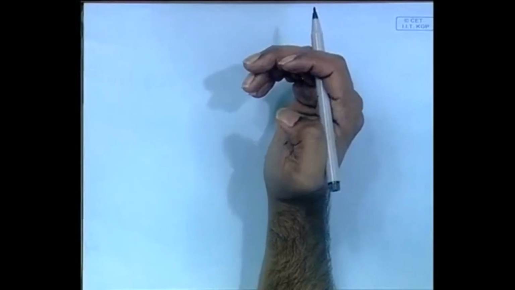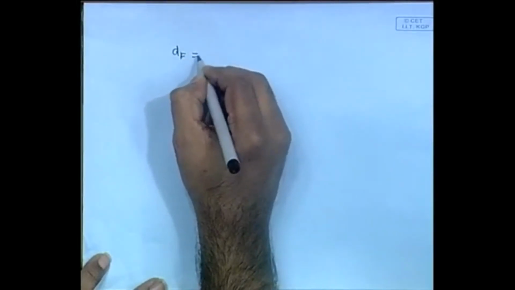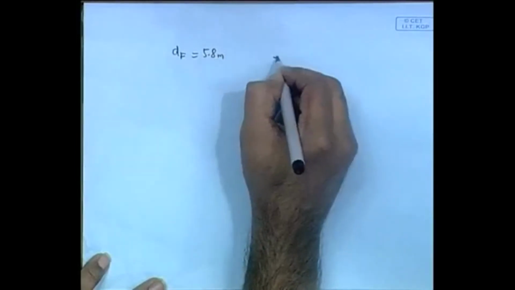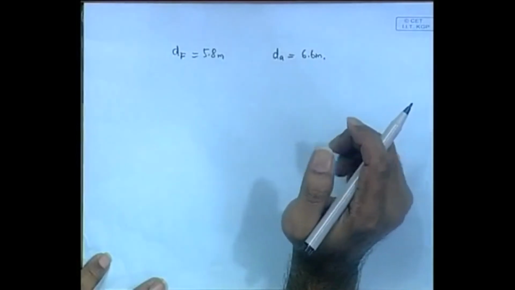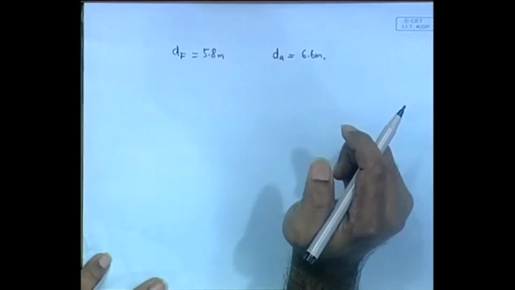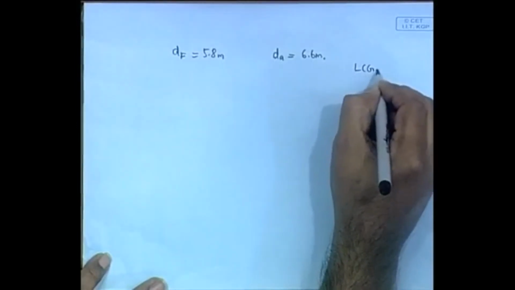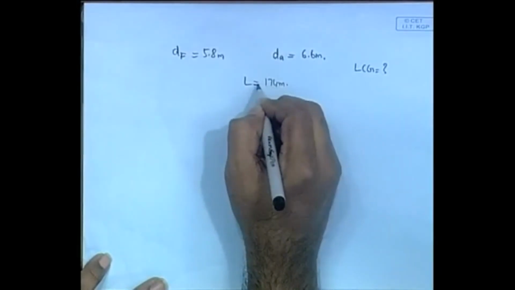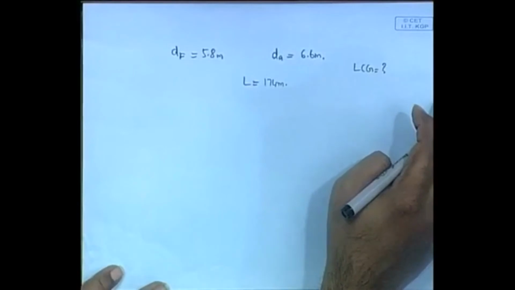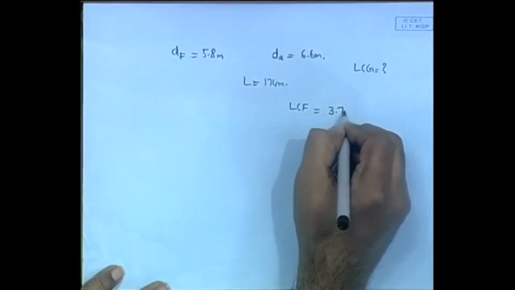Okay, using this formula, there is another problem. You are told that a ship is floating at draft forward equal to 5.8 meters, at a draft aft equals 6.6 meters. Now you are asked to find the position of the longitudinal center of gravity, means find LCG, and you are told that the length of the ship is 174 meter, and some hydrostatic data are given, like you are told that LCF is 3.7 meter.